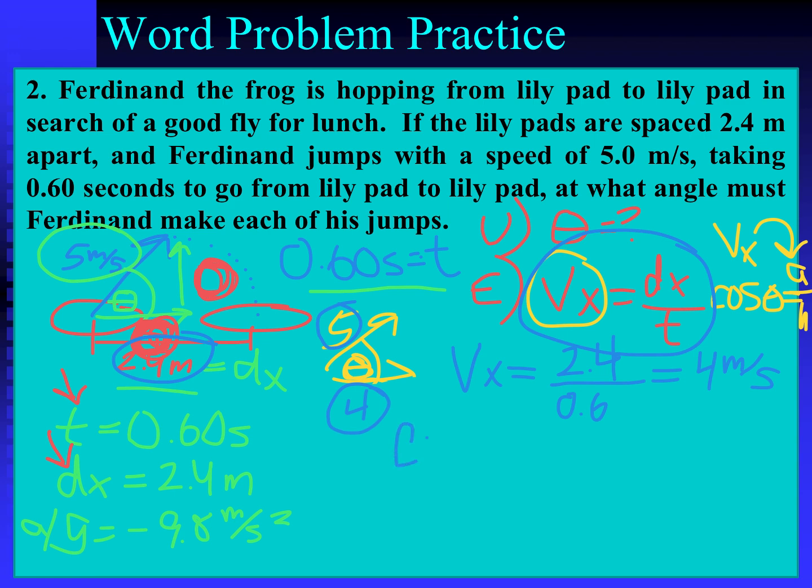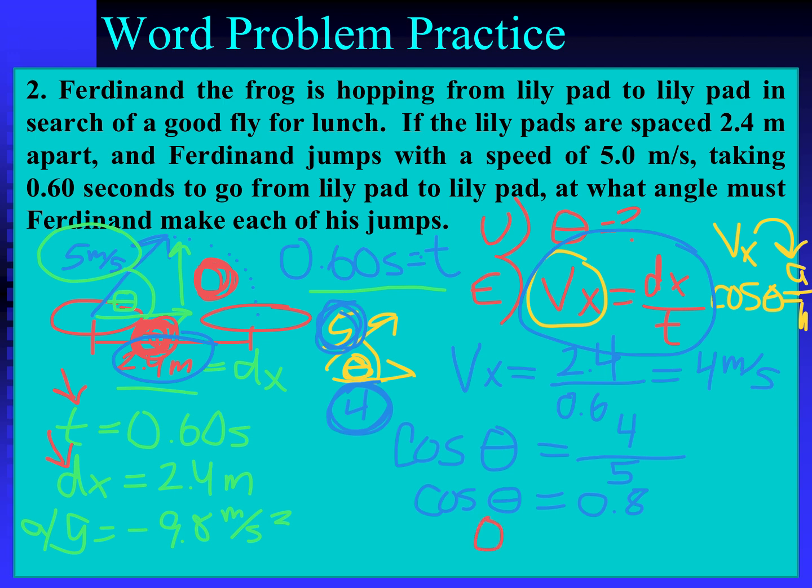So if I do the cosine, which is adjacent over hypotenuse, I'm going to take cosine of theta. I don't know what the angle is, right? So that's like my x. But I know cosine is adjacent, which is 4 meters per second, divided by hypotenuse, which is 5 meters per second. I get 4 divided by 5. If I do 4 divided by 5, I end up getting the decimal 0.8. Now I know that cosine of theta is 0.8. I just need to solve for theta.